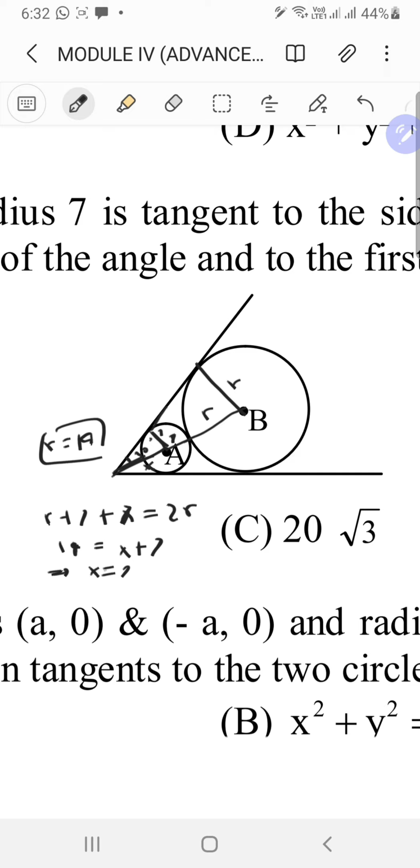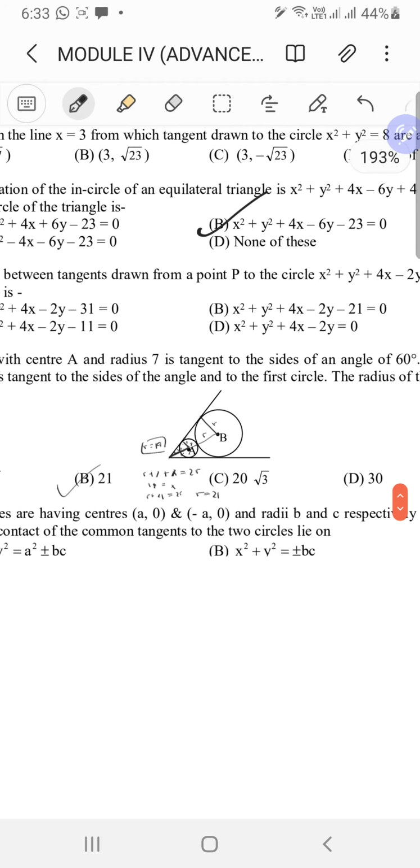Oh no. So 14 is x. It's not 7 plus x because we made this distance to be x, right? So r plus 21 equals 2r. So r has to be 21. Nice. So B is correct.